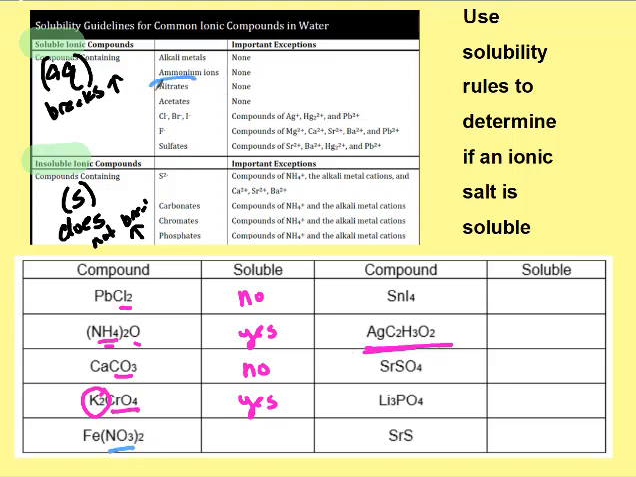So nitrates, you should have said was yes, soluble. Iodide is soluble unless it's with one of these 3, and it wasn't. So that's a yes, soluble. And the last one, we have acetate. And acetates are soluble, no exception. So also soluble. Go ahead and do the next 3, restart when you have those done.